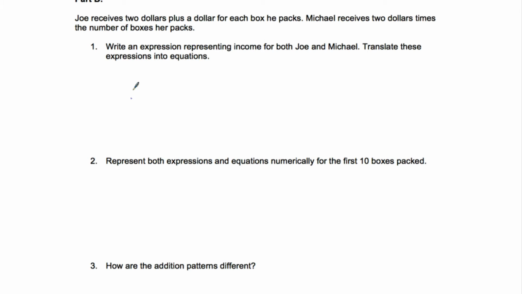Well, for Joe, he's getting $2 plus $1 for each box. Well, we don't know how many boxes, so $2 plus 1 per box. And we see Michael is getting $2 for every box, so that would be like 2 times x.